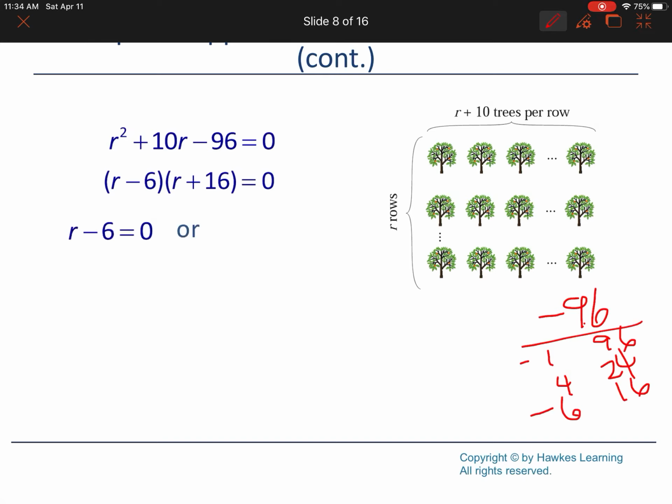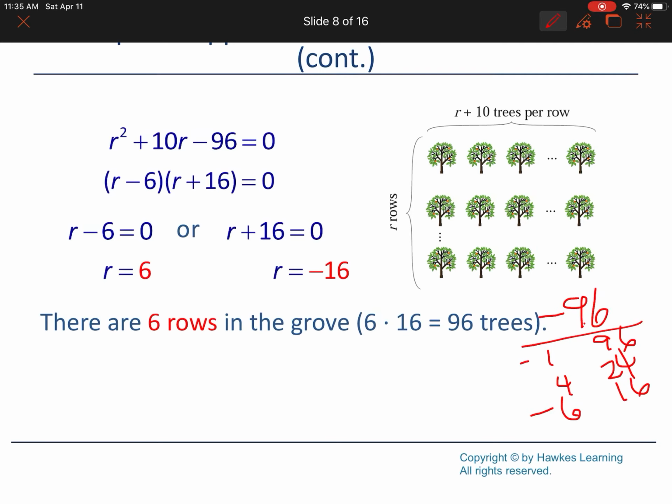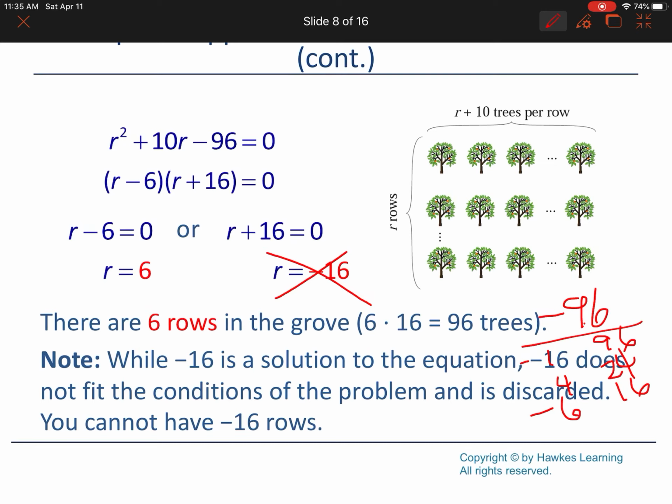All right, so either r minus 6 is 0 or r plus 16 is 0. In which case r is 6 or r is negative 16. Now, think about what r is. What is wrong with that? So there are 6 rows, and I can throw out negative 16 because, why? We can't have a negative number of rows, right? That one really doesn't make sense. So it's 6 rows. That would be our answer.